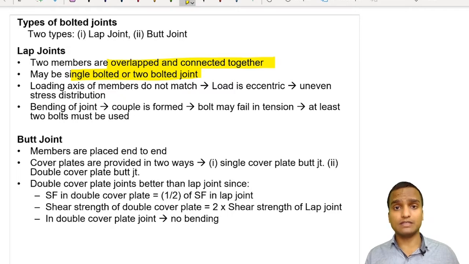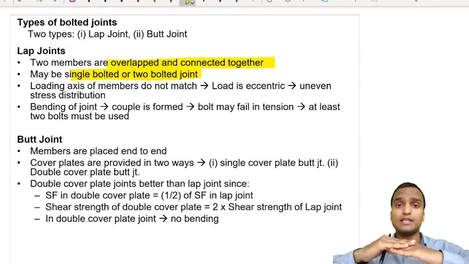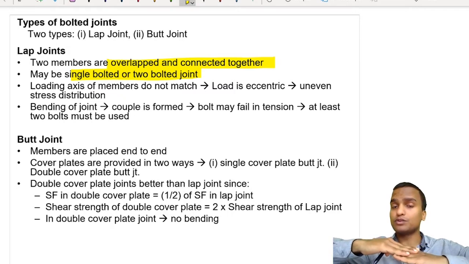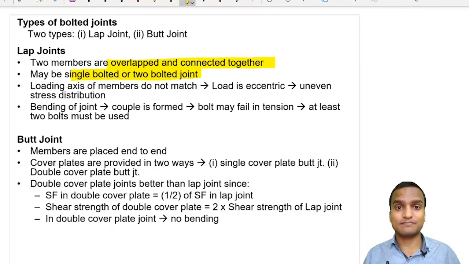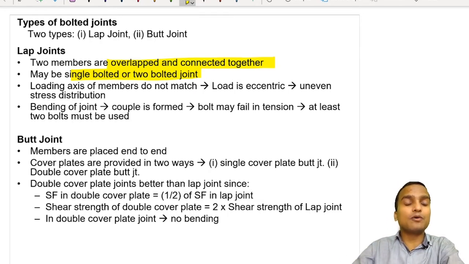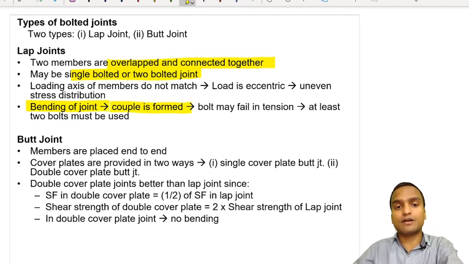M equal to P times E, which tries to bend the joint in such a way that both the loads come along the same axis, but the joint gets rotated or bent. So there is bending of joint happening in this case due to the formation of couple. And the bolt may fail in tension in these cases because due to the bending of joint, the joint becomes inclined and there is development of tensile forces also along with the shear forces. So we recommend that at least two bolts must be used in lap joint.